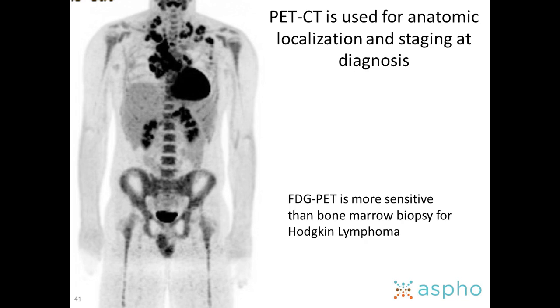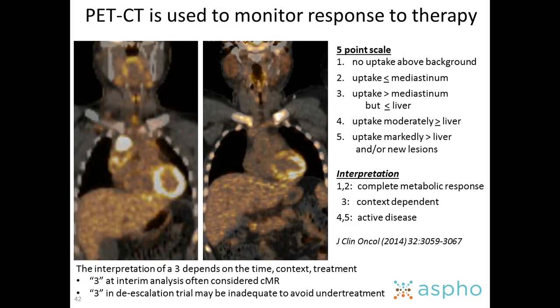Here's an example of using a PET CT for anatomic localization and staging at diagnosis. And you can see here that there's diffuse marrow involvement in both proximal femurs as well as the bony pelvis. We use it to monitor response to therapy.